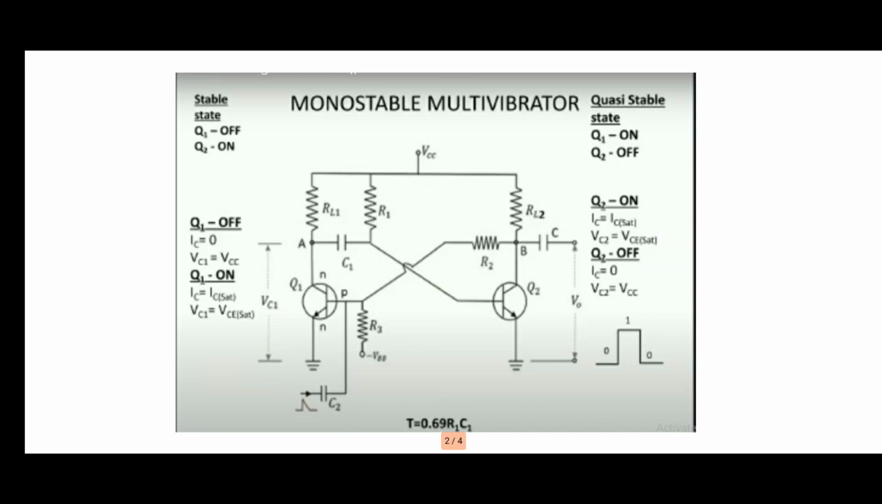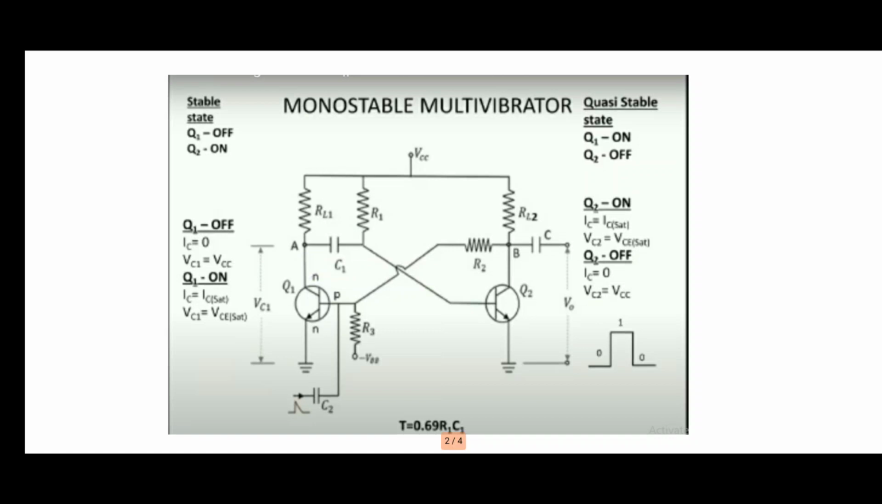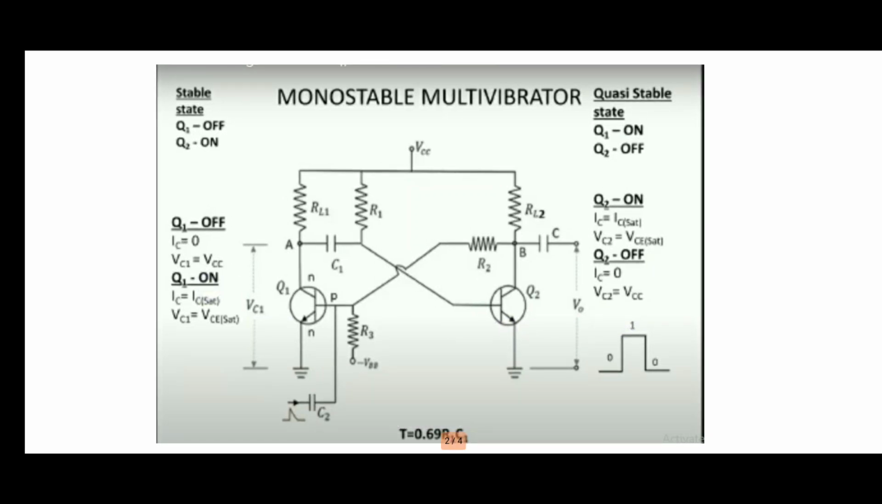Right? Now, since there is no current in Q1, the collector terminal is given to the base of Q2. So at default, Q1 has the negative bias. So Q1 does not conduct, so it is in the off condition. After some time, we can give a trigger pulse. A trigger pulse changes the transition from stable to quasi-stable state.